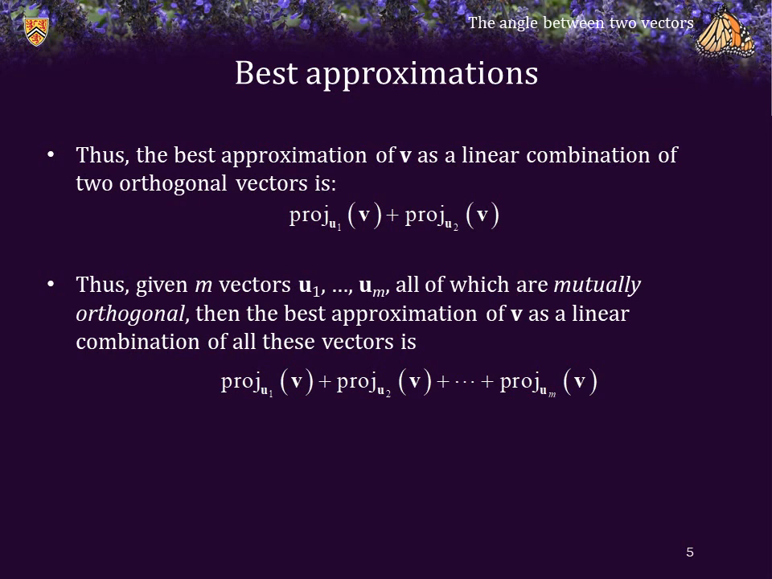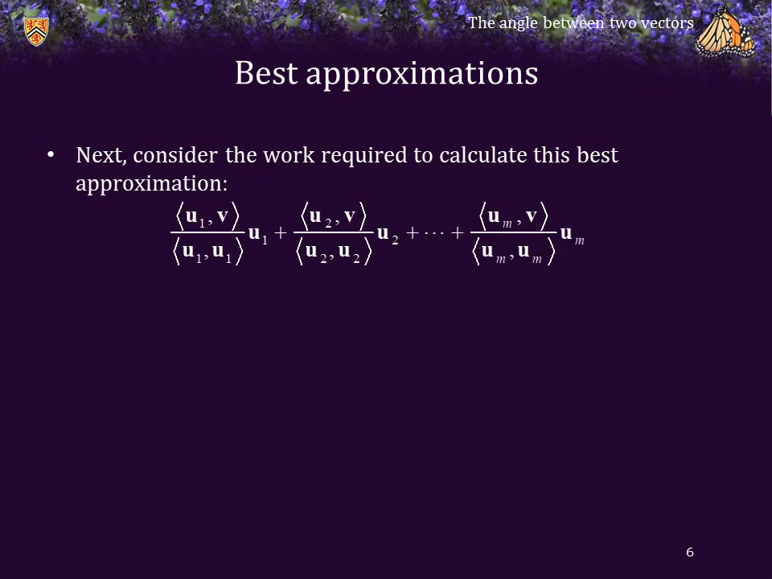Okay, so this requires us to have orthogonal vectors. Next, consider the work that is required to calculate this best approximation. In every single case here, we take the inner product of u1, u2, all the way up to um with the vector v. Not a problem. If v changes, we have to recalculate all of them. But take a look at the denominators.